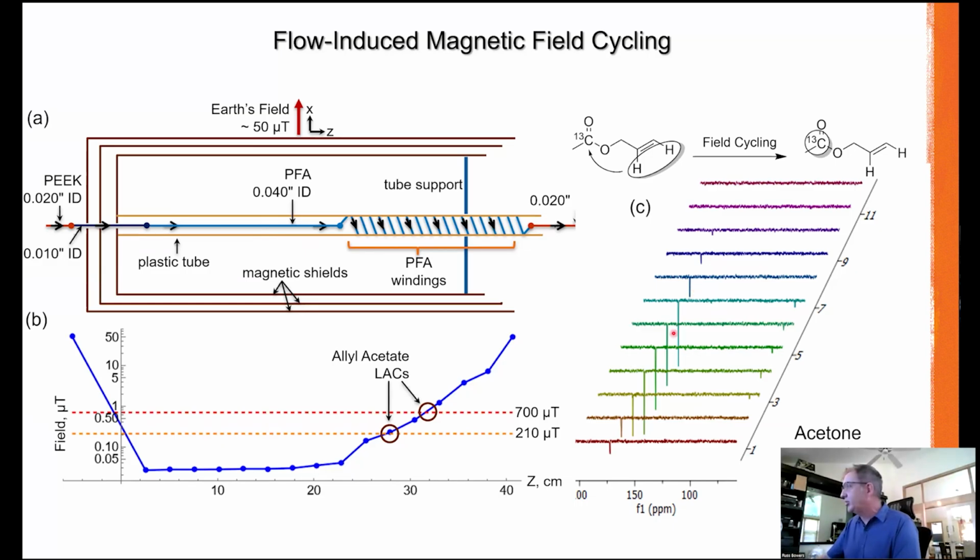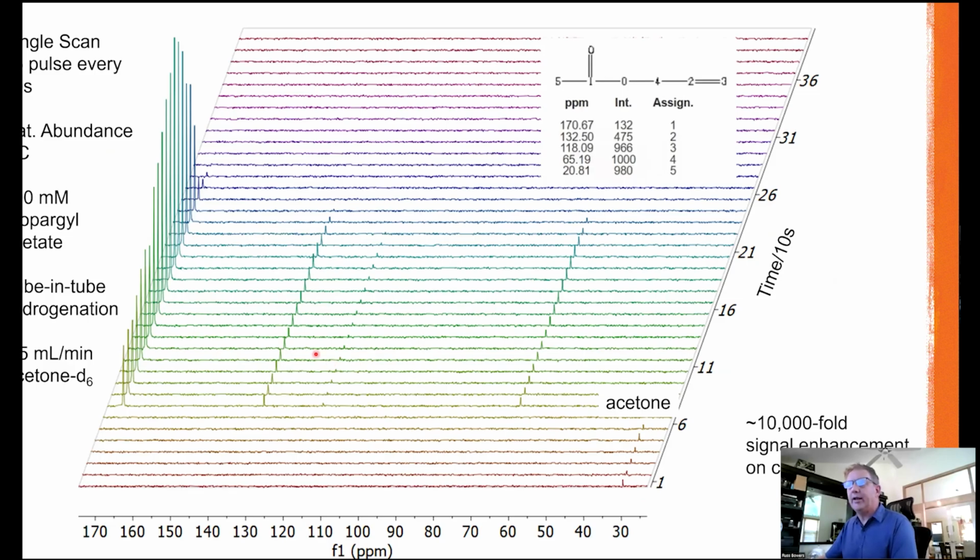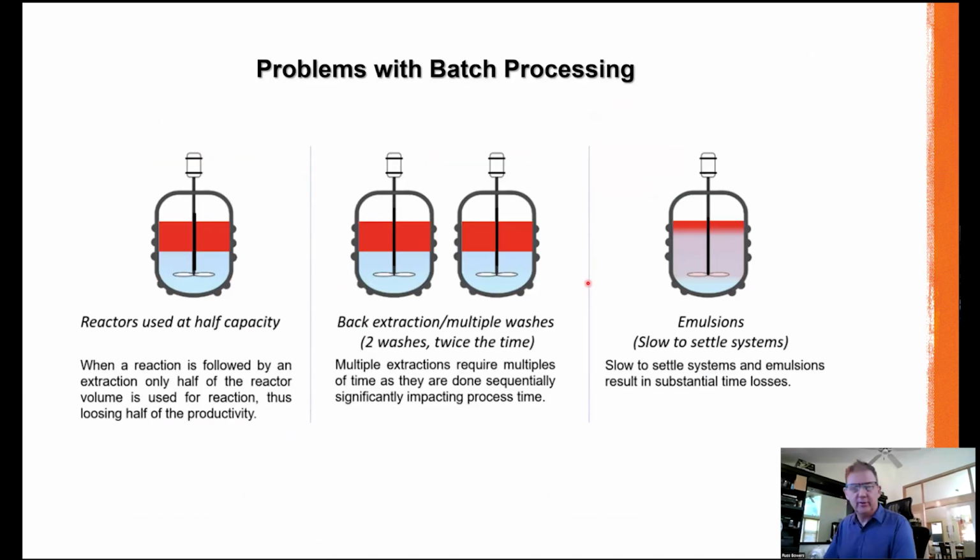If you repeat the experiment in deuterated acetone that's been degassed, one can see reasonable enhancement factors. Bear in mind, this is only 1.4 Tesla, but the enhancement factors are roughly 10,000. And we can see carbon-13 signal enhancement of all of the carbons on this allyl acetate adduct.